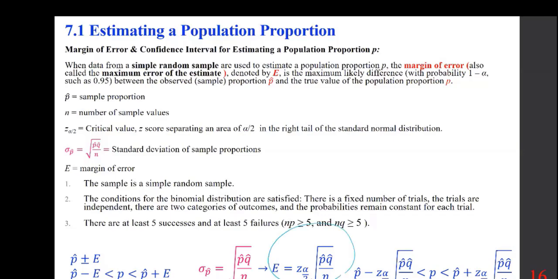This is the value of E: Z alpha over 2, square root of P hat Q hat over N. So those are the formulas that are being used. Let's start with an example.